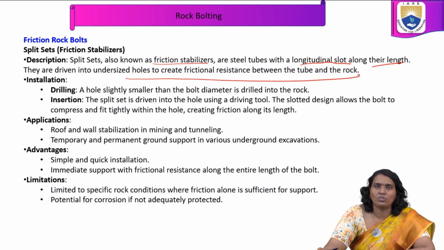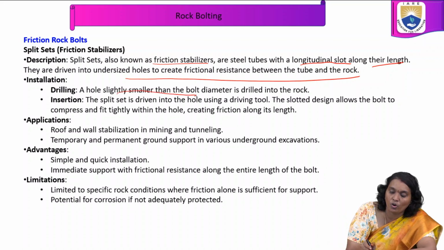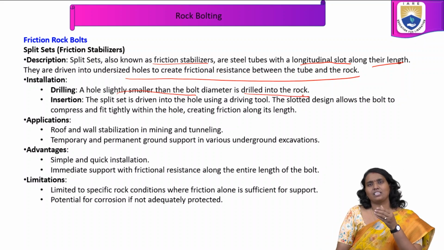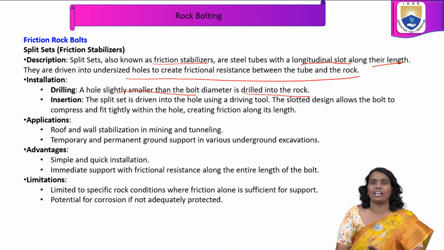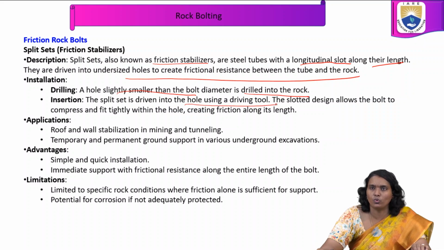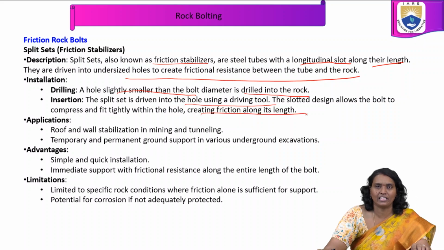For installation, a hole slightly smaller than the bolt diameter is drilled into the rock. Insertion: the split set is driven into the hole using a driving tool. The slotted design allows the bolt to compress and fit tightly within the hole, creating friction along its length.